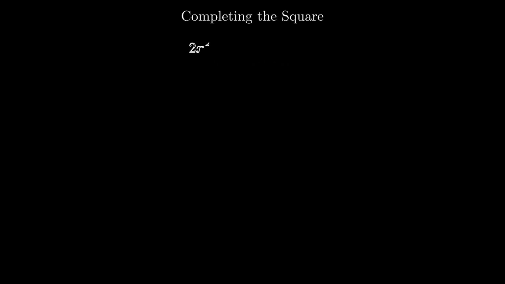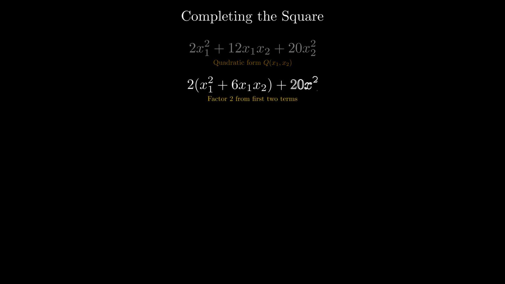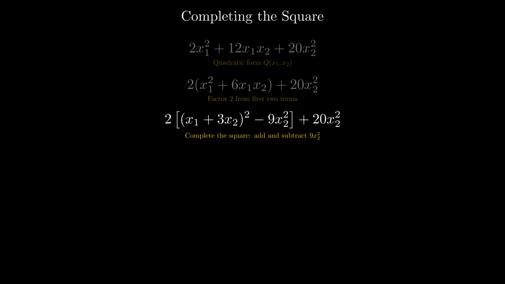Now let's complete the square. Start with 2x1 squared plus 12x1x2 plus 20x2 squared. First, factor a 2 out of the first two terms, giving 2 times the quantity x1 squared plus 6x1 x2, plus 20x2 squared. Inside the parentheses, we complete the square by adding and subtracting 9x2 squared. That turns x1 squared plus 6x1 x2 into the perfect square x1 plus 3x2, all squared, minus 9x2 squared.